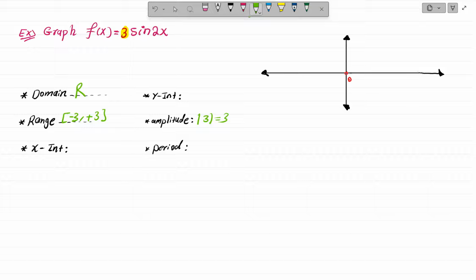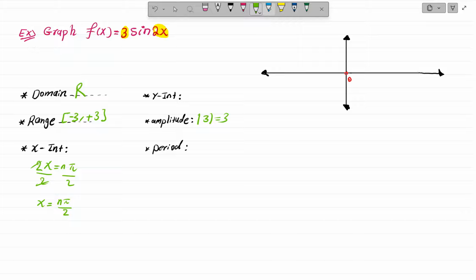Okay, how about the x-intercept? We know that usually the x-intercept is x equals n pi, but here the value is 2x, so we should say 2x equals n pi, then divide by 2, cancel this one, so the final answer is x equals n pi over 2.